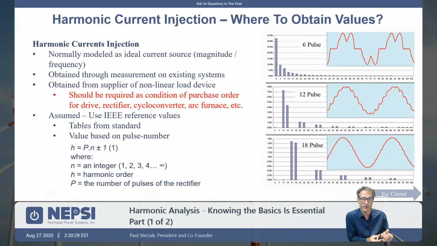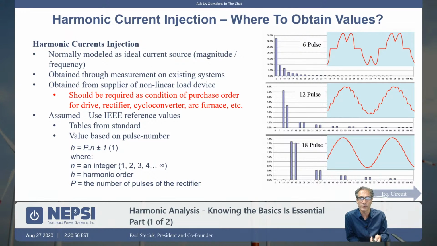You can send somebody out into the field if it's an existing system, and he can put on a harmonic measurement device, say a Fluke, and he can measure the harmonic current on that device and come up with these values. If it's a new system, you might go to the drive supplier and ask them, hey, I got this 1,000 horsepower drive. What harmonic currents does it produce? Because you need to model it in your harmonic analysis program, and you would get that data from them.